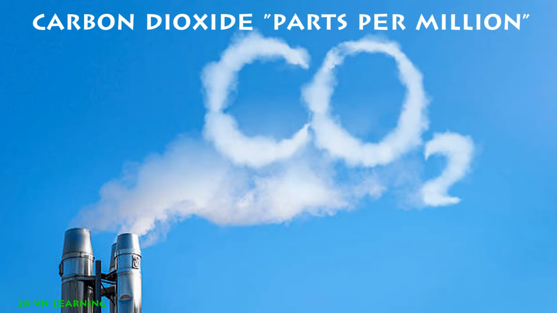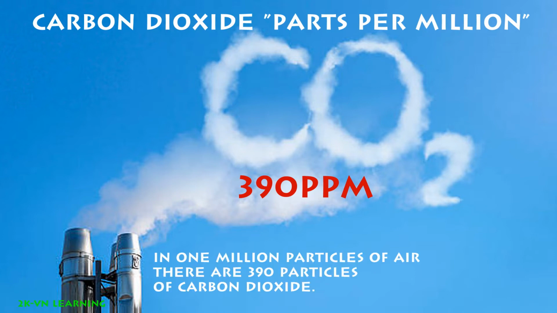This number tells how many parts of carbon dioxide there are in 1 million parts of air. So if carbon dioxide is at 390 parts per million, or ppm, that means in 1 million particles of air, there are 390 particles of carbon dioxide. We need to keep a close watch on this number.